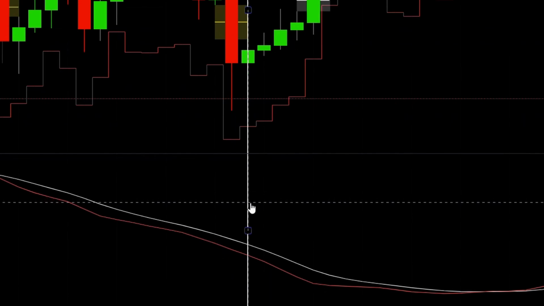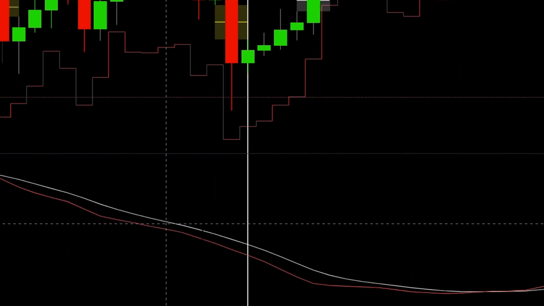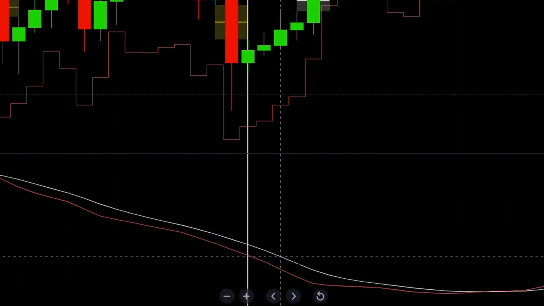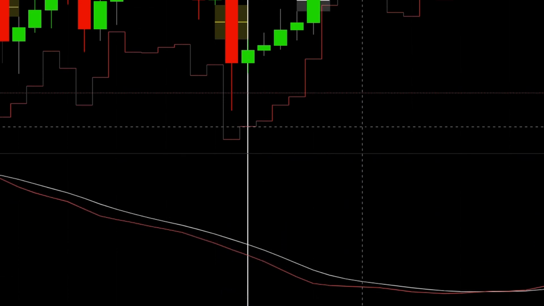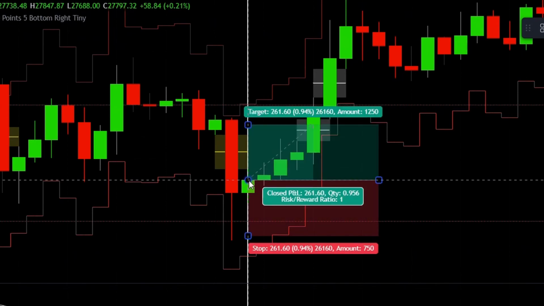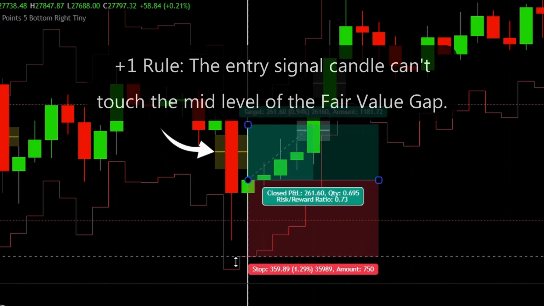And the rule for the long entry is the following. For a valid long entry, we want to see that the ADX line, which is the red line, is under the white line, which is the ADX-based EMA. And as you can see here, that's the case. So we can enter into a long position at the close of this candle or at the open of the next candle. Stop loss will be placed at the lower NNFX ATR line.